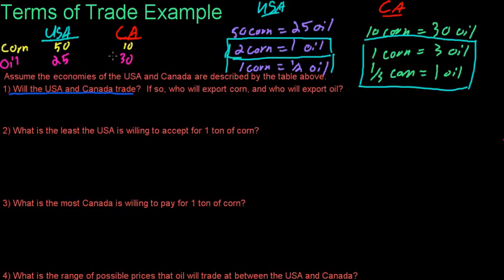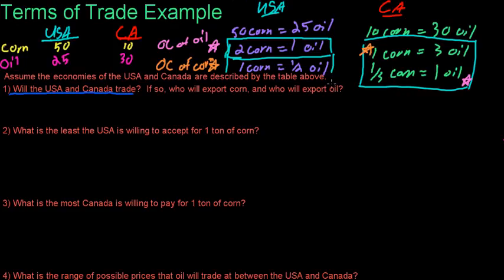So what I'm going to tell you now is that this one with the pink star here is the opportunity cost of oil, and in orange, since we've already used purple a bunch, this one down here is the opportunity cost of corn. And those are both for the USA, obviously. And then this one over here is the opportunity cost of oil for Canada, and this one up here is the opportunity cost of corn for Canada.